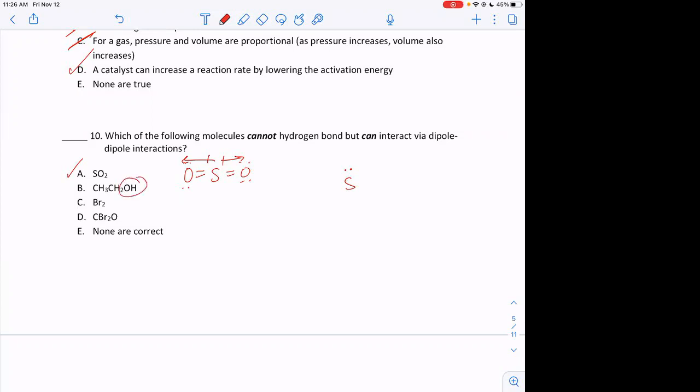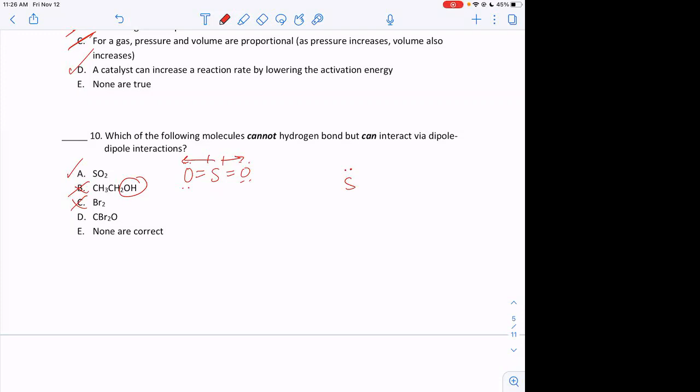B obviously is not a molecule that can't hydrogen bond. Okay, because this OH group right here, you've got donor and acceptor right there, so that can hydrogen bond. So you should not have picked B. If you picked B, I counted you wrong. If you picked C, I counted you wrong, because that's a nonpolar molecule. So no dipole interactions, no hydrogen bonding.